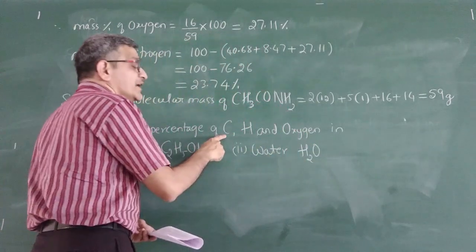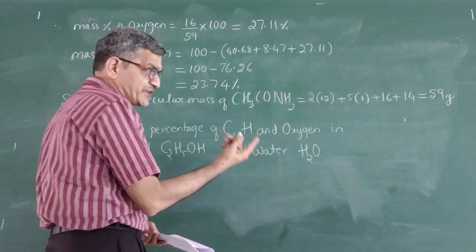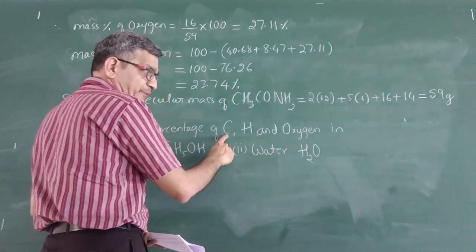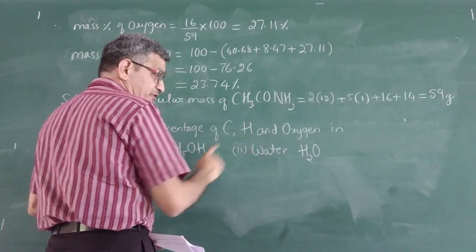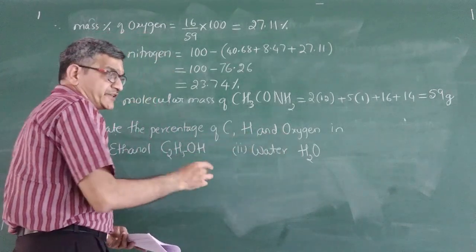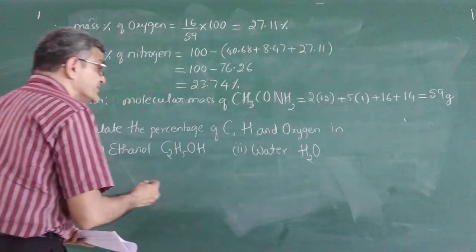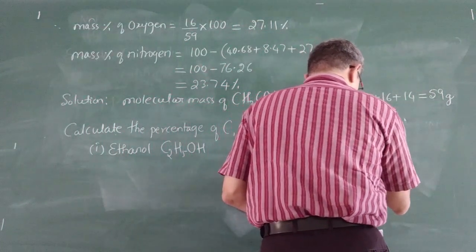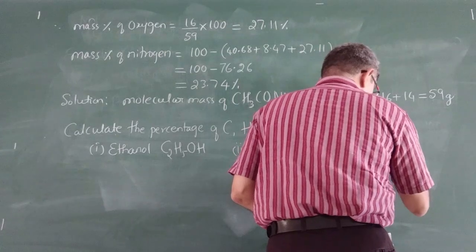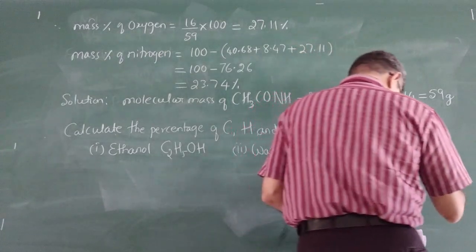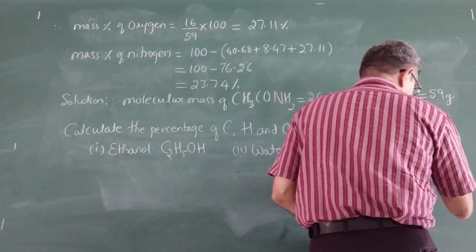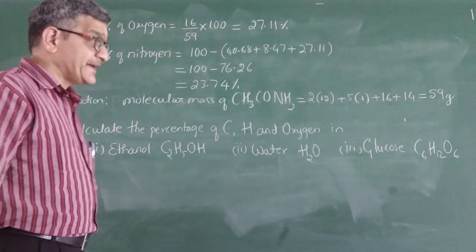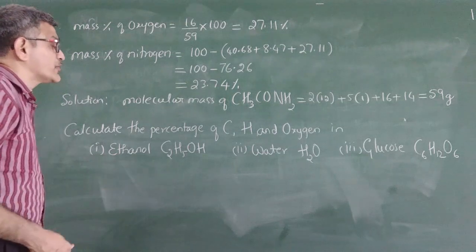In water there is no carbon, and carbon is not given, so carbon is 0. So in the case of water we are not having carbon, you only have to calculate hydrogen and oxygen. Wherever carbon is present, expect it; if not, it is 0%. Then the third one, glucose. The formula is C6H12O6. So you have to work this out.